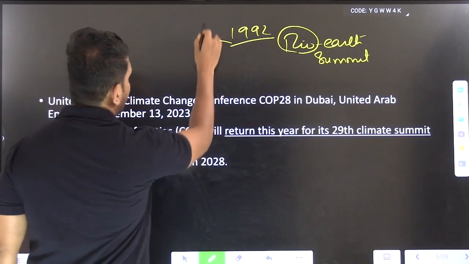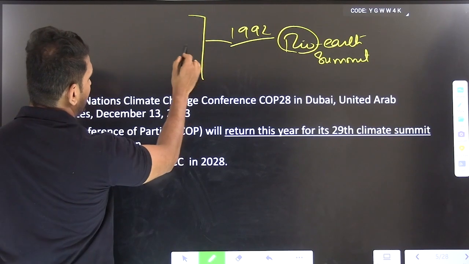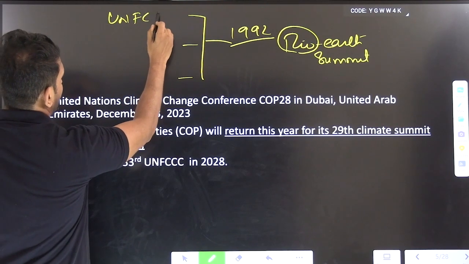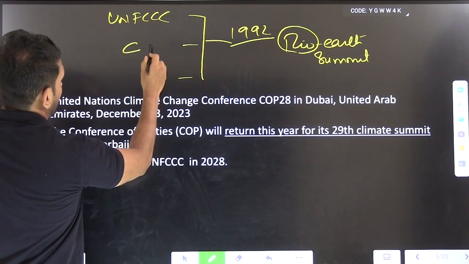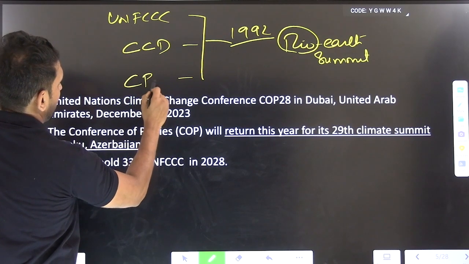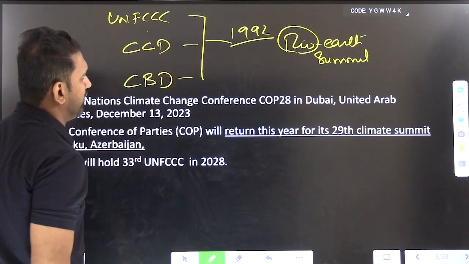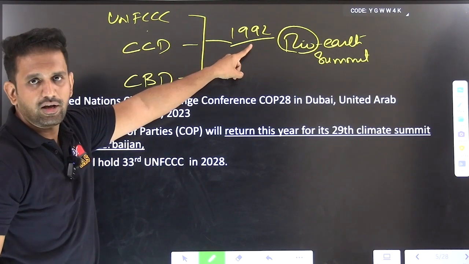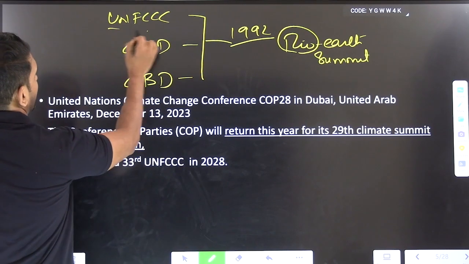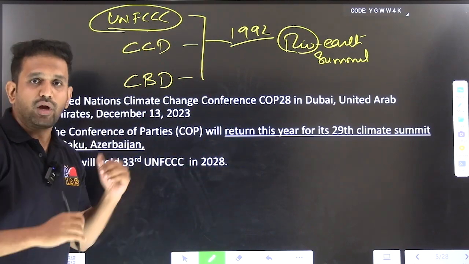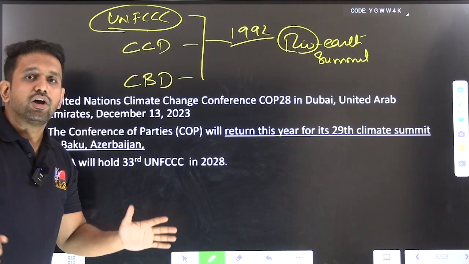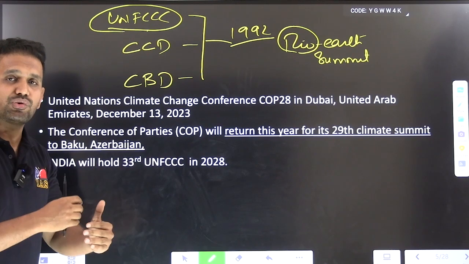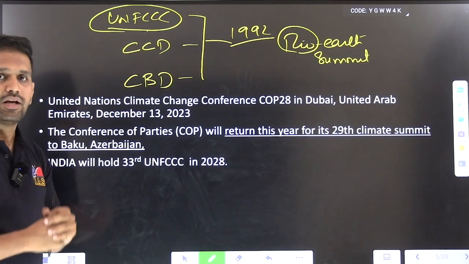In 1992, when they all met, they got 3 outcomes, 3 conventions, or 3 treaties, 3 agreements you can say. One is the United Nations Framework Convention on Climate Change, the Convention to Combat Desertification, and the Convention on Biological Diversity. After 2 years' gap these all came, but ultimately all 3 have their genesis in the Rio Earth Summit. We are talking about the UNFCCC. Every year this meeting happens, all the countries come together and discuss how to address global warming and climate change issues.